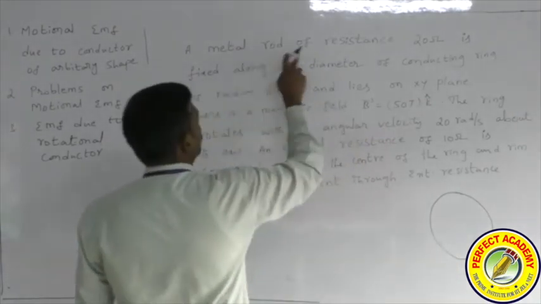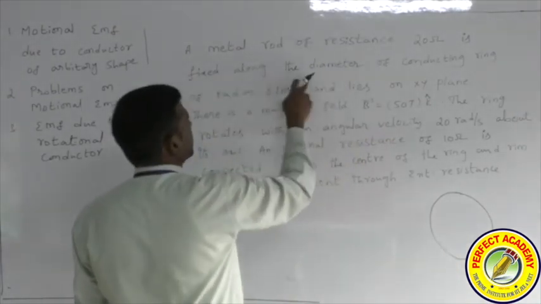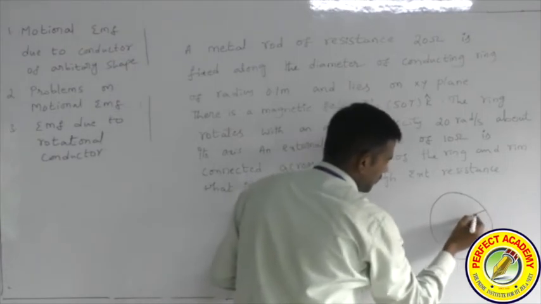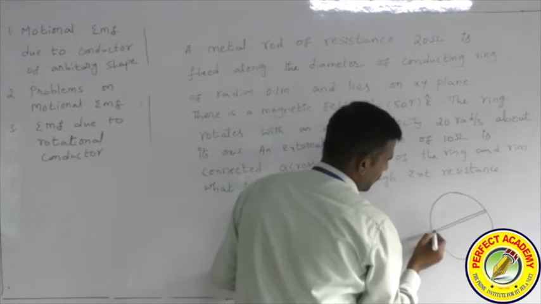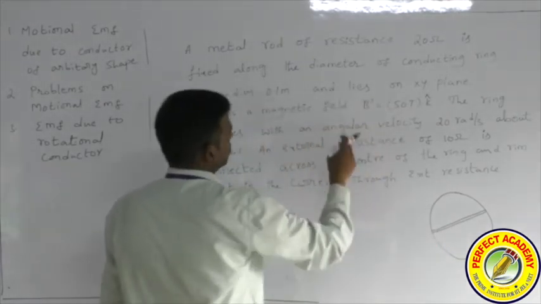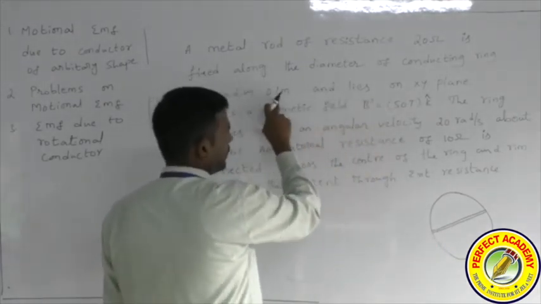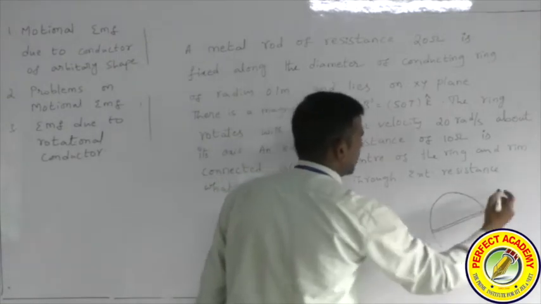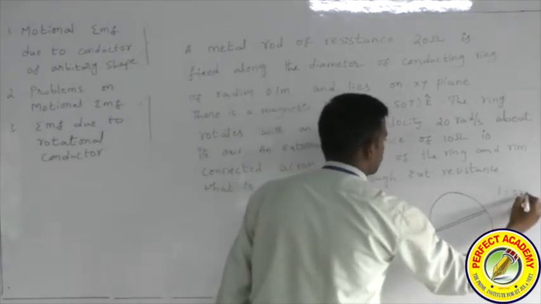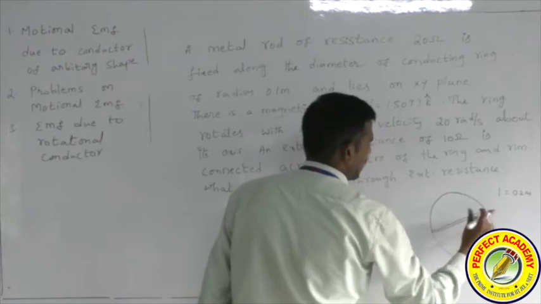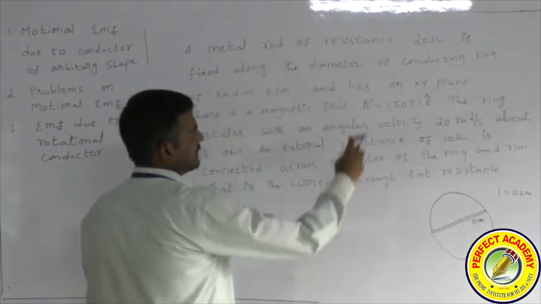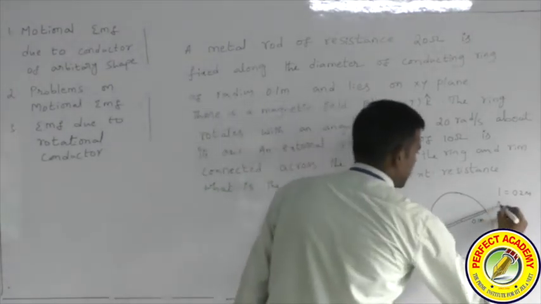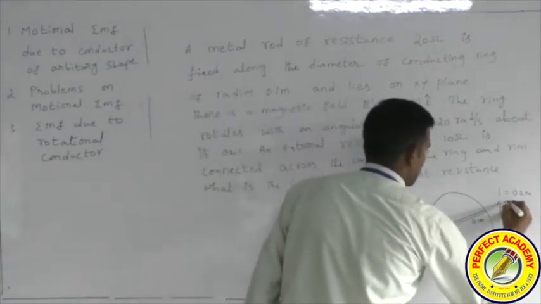And a metal rod of resistance 20 ohm is fixed along the diameter. That means this is going to be the metal rod, whose length is, since the radius is 0.1 meter, the total length is 0.2 meter. At the center, its distance is 0.1 meter. It is kept in the xy plane, hence I can keep it like this.